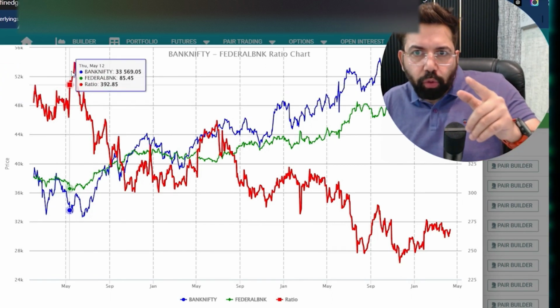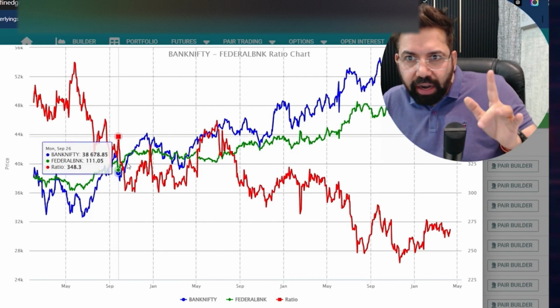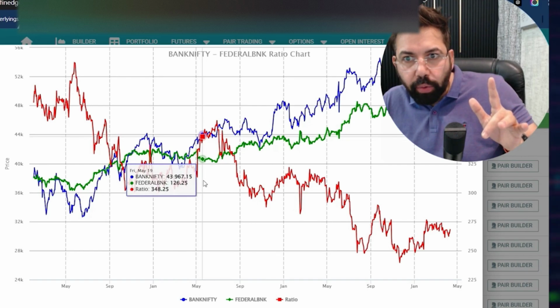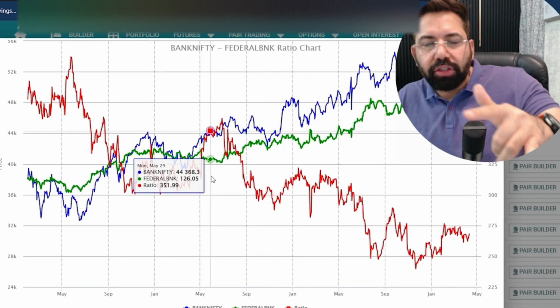Now here, just focus on the red line. Don't focus on the blue and green. We are waiting for a breakout. And here as well, again, we have a breakout. And this breakout, just focus on the red line. So this breakout happened in May, right?